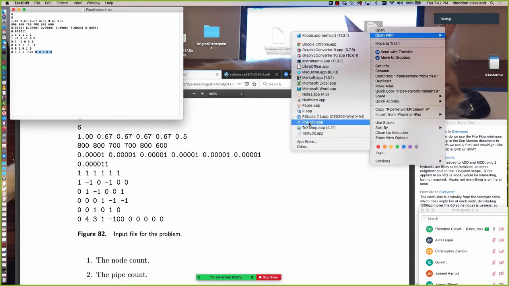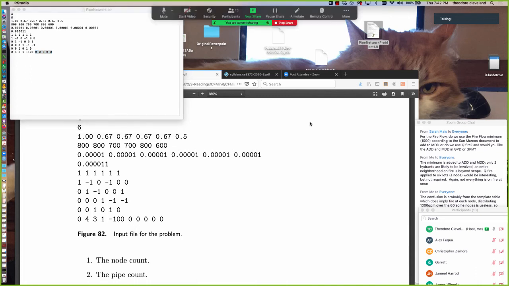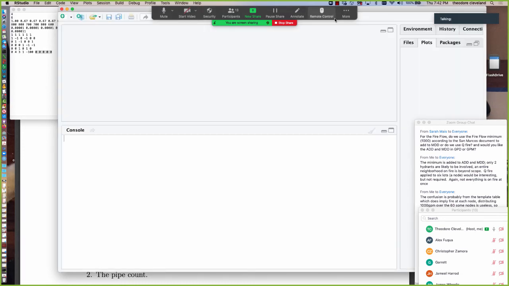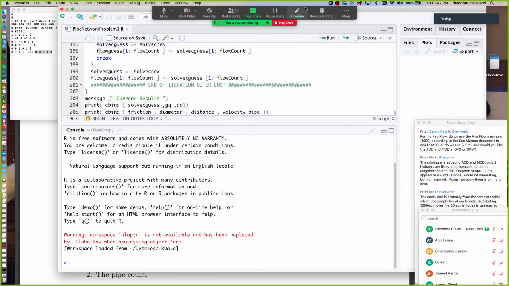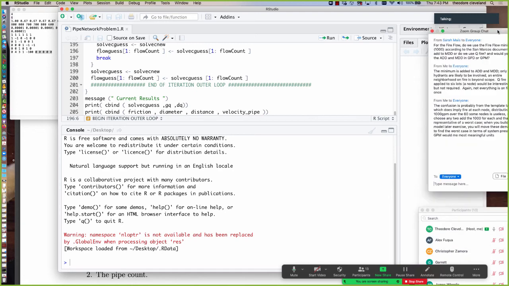And I'll run it with RStudio. It has some... this in Zoom is designed their stuff to get in the way. Like everything computational, it's made to get in the way.